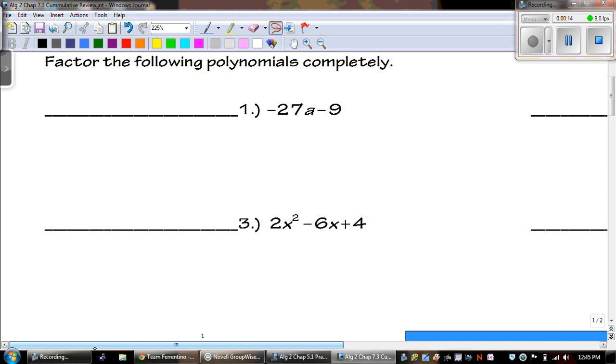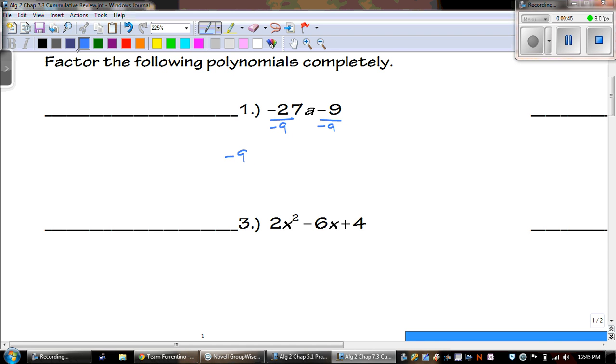The directions tell us that we need to factor the following polynomials completely. So, first off, what number goes in both negative 27 and negative 9? I know for a fact that it's going to be negative because the leading coefficient's negative. So what number goes in both 27 and 9? If you need to make a list, go ahead and do it. And we want the greatest common factor. That ends up being negative 9.